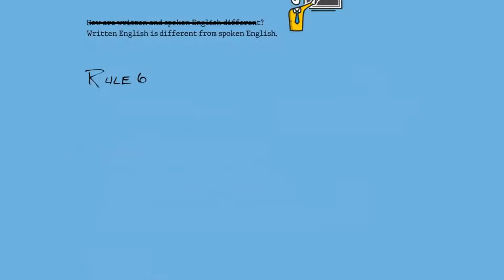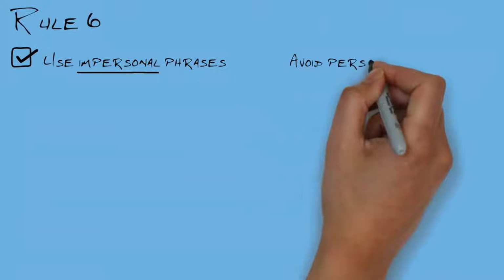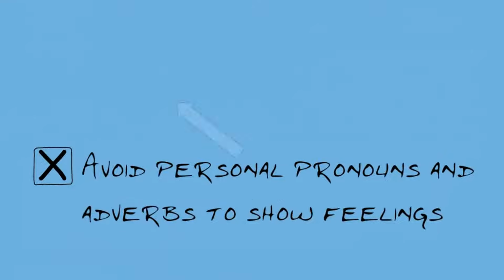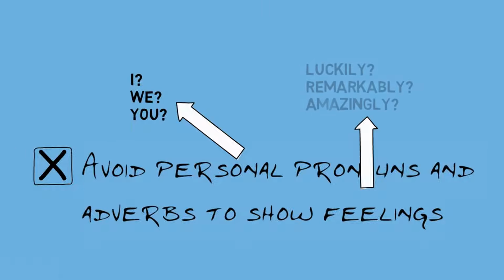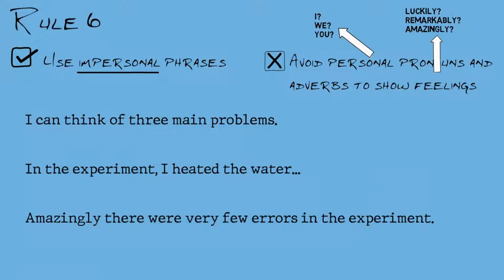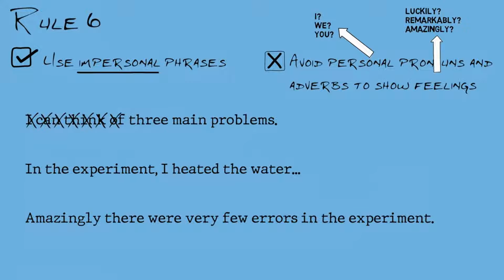Rule 6. Use impersonal phrases and avoid personal pronouns or adverbs to show feelings. You should try to avoid personal pronouns like I, we, you, and so on, or any adverbs which show your feeling, for example, luckily, remarkably, amazingly. So here are 3 sentences which wouldn't be considered to be very academic because of phrases like I can think of, or I heated the water, or amazingly.